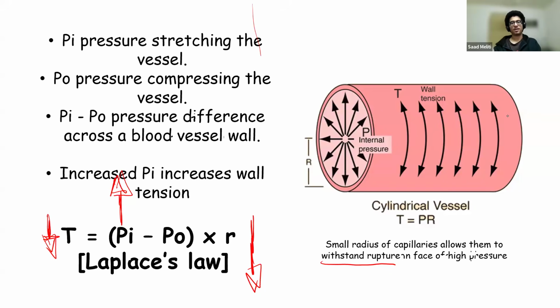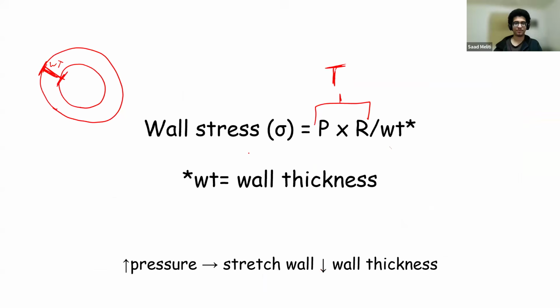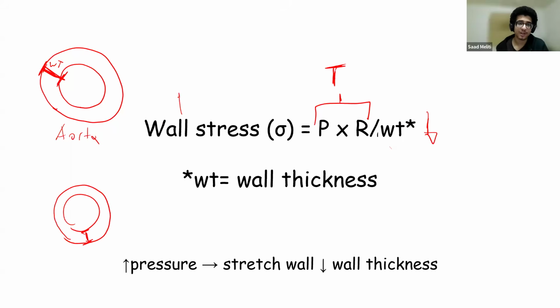Okay, no problem. Now we're going to get into the wall stress. Wall stress is literally just tension divided by wall thickness. Like I said before, you have an artery and you have wall thickness, right here. Imagine this is the aorta. The aorta has huge wall thickness. But imagine something else, not the aorta, with a smaller wall thickness. Since the wall thickness in this blood vessel is way less, the wall stress is going to be way higher.